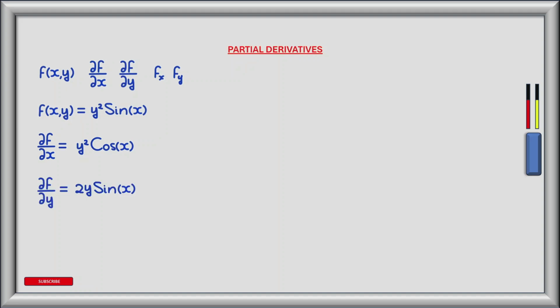And for the partial derivative of f with respect to y, we hold the x variable constant and we differentiate the y variable with respect to y. So the x variable, sine of x, is held constant, and the derivative of y squared with respect to y is 2y. So we have the partial derivative of f with respect to y equals 2y multiplied by sine x.